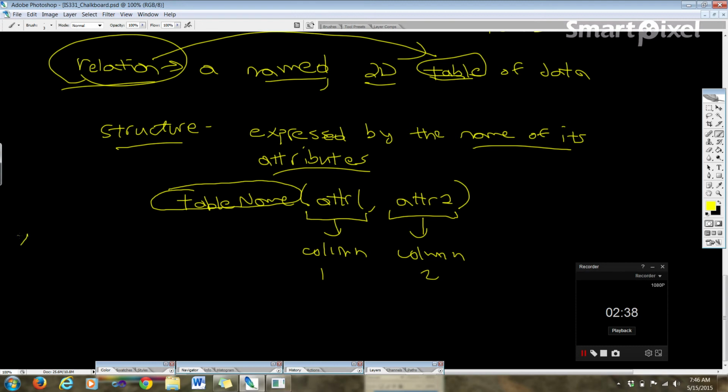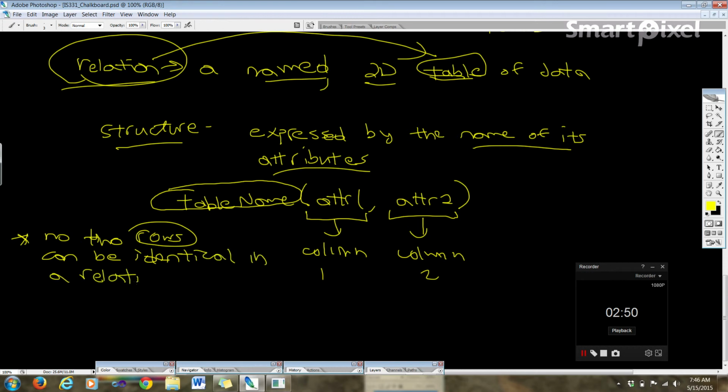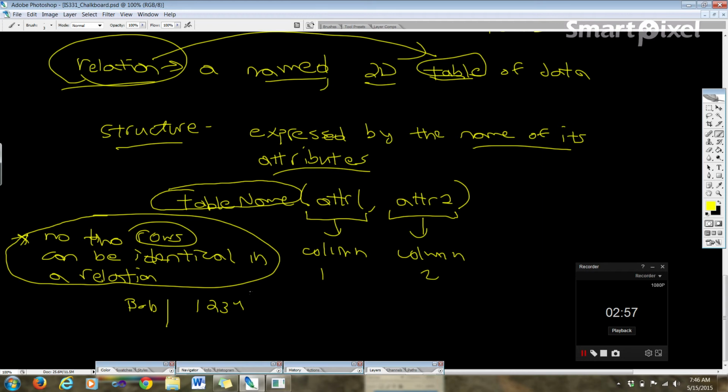No two rows can be identical. Now notice that rows cannot be identical in a relation. So if we have Bob 1, 2, 3, 4, and these are the only two rows in a relation with Bob 1, 2, 3, 4, right? Can't happen. We can only have one exact row. We can't have two identical rows. That's redundant.